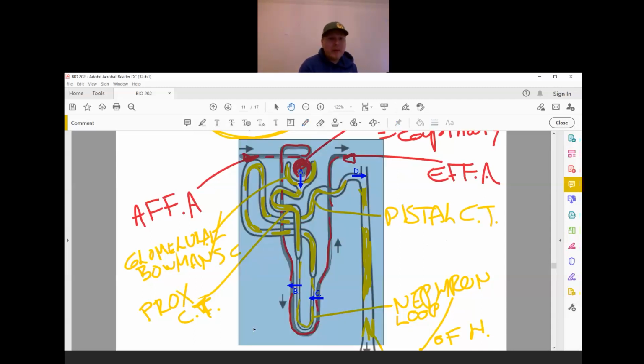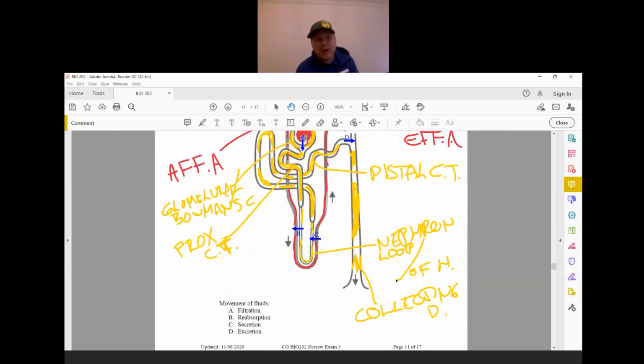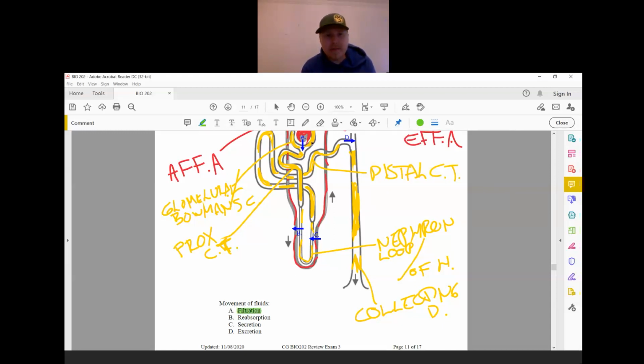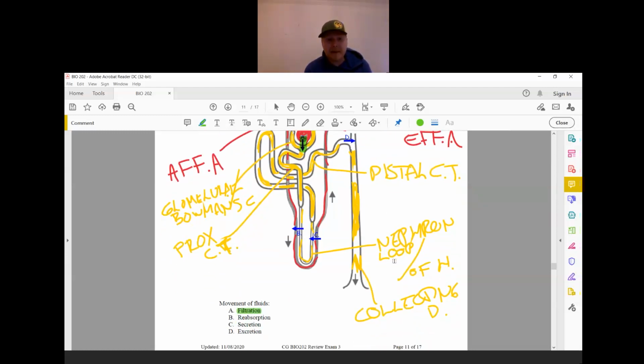So on that note, we are able to take one step further and identify movements of the fluids. And let's go through those. We're going to start with the process of filtration. In filtration, we get material from the glomerulus, so this capillary network, moving to the glomerular capsule or Bowman's capsule. So blood gets filtered and stuff gets taken out from there and dumped into the nephron.